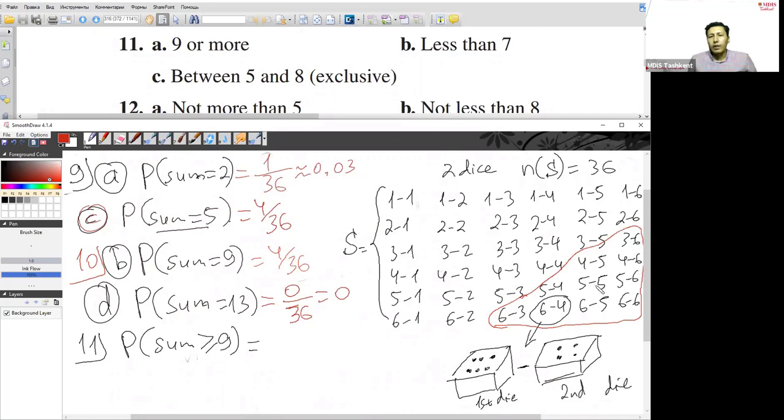Okay, all the elements whose sum gives you a number greater than 9. So 6 plus 4 is 10. It's greater than 9, so we can take it. 6, 6, sum is 12. It is greater than 9. Okay, so how many? Let's count. 1, 2, 3, 4, 5, 6, 7, 8, 9, 10. We have 10 elements whose sum is greater than 9.